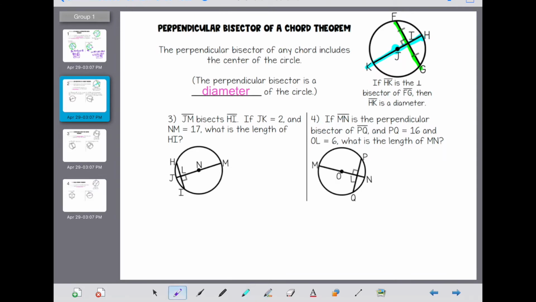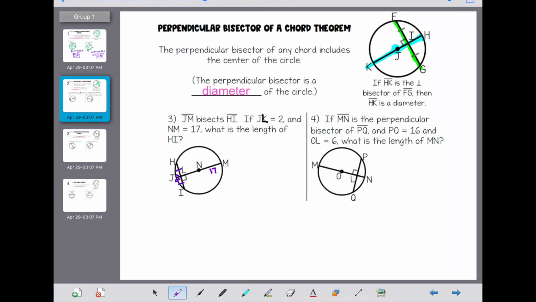In number 3, we have that JM bisects HI. So before I do anything, I'm going to add those dashes onto HI so I know that those 2 pieces, HL and LI, are congruent to each other. If JL equals 2, so JL is right here, and NM equals 17, what is the length of HI?